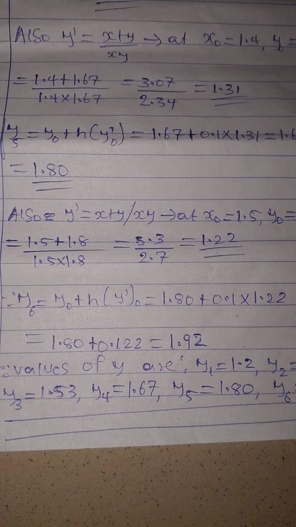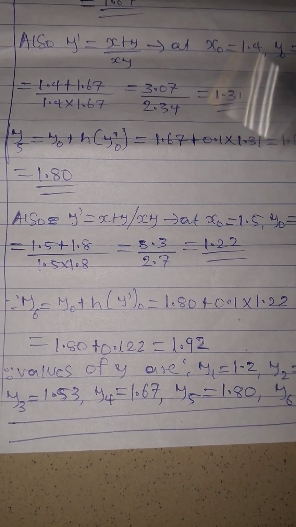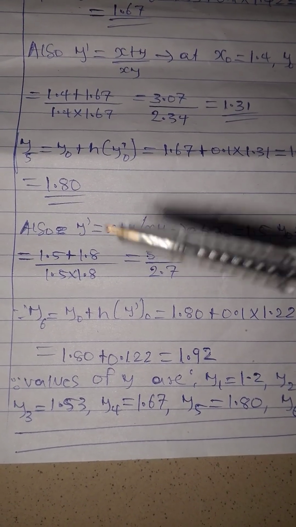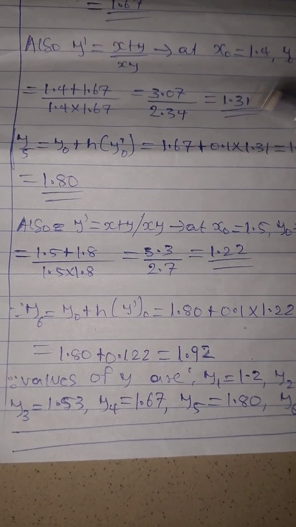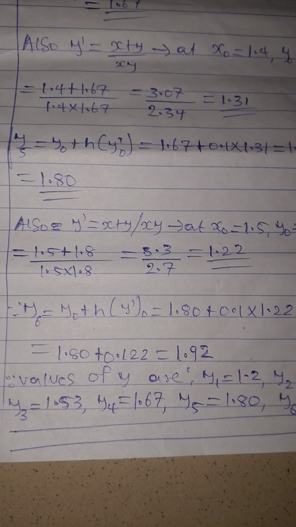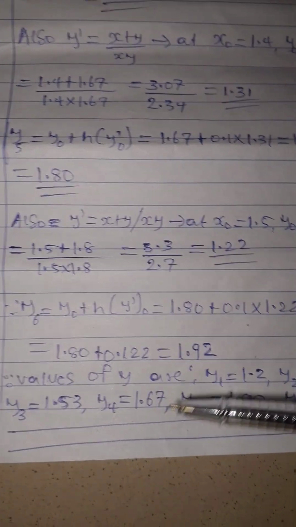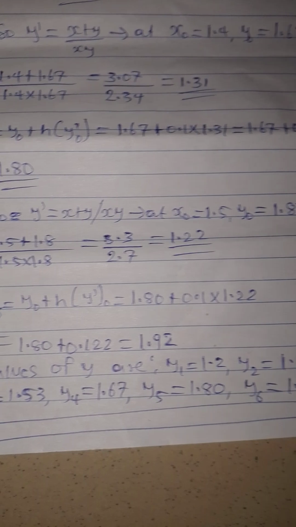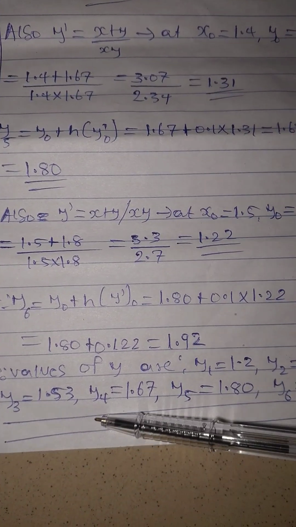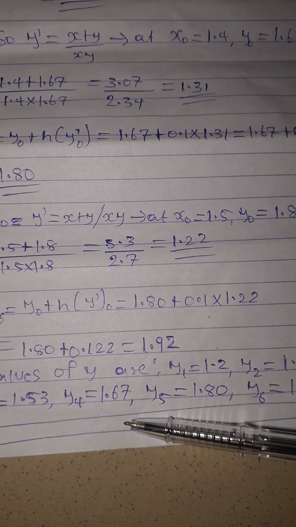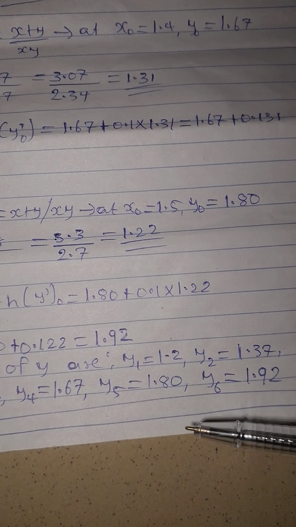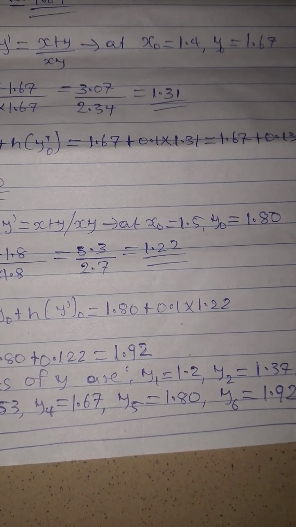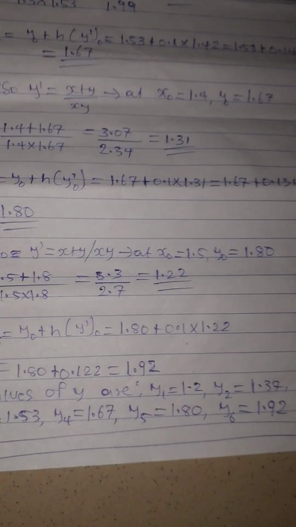If you check this, we have found the answer for y from the range x naught of 1 to x naught of 1.5. Okay, so therefore the values of y are y1 to be 1.2, y2 to be 1.37, y3 to be 1.53, y4 to be 1.67, y5 to be 1.80, and then y6 to be 1.92. So that is the final answer. This is very, very simple.